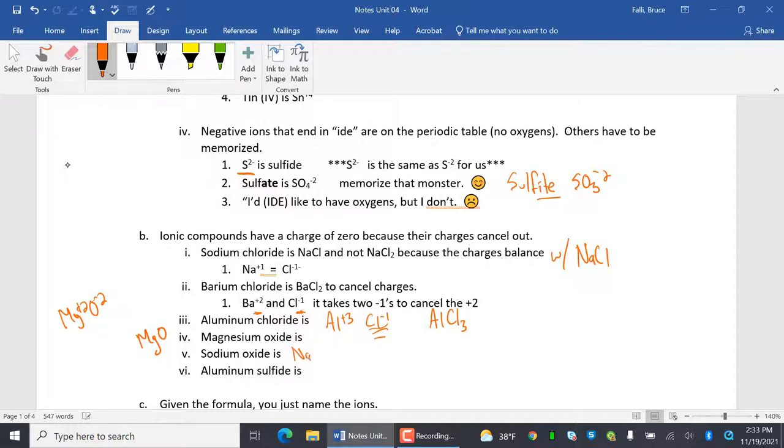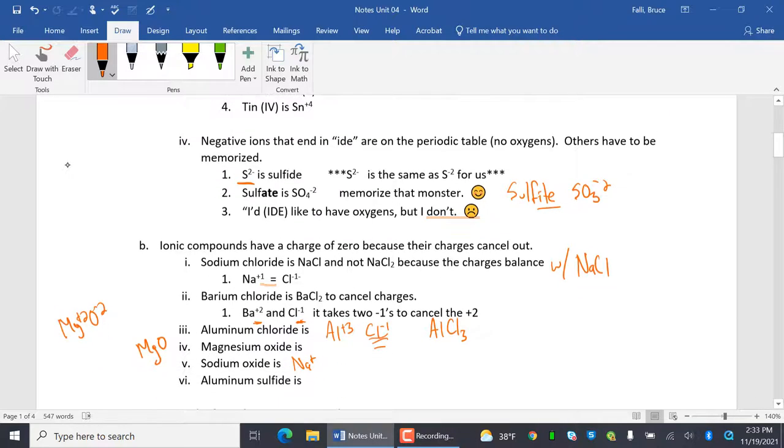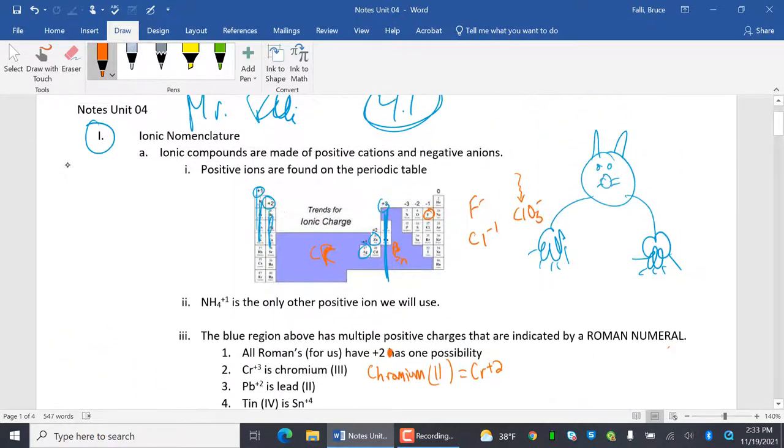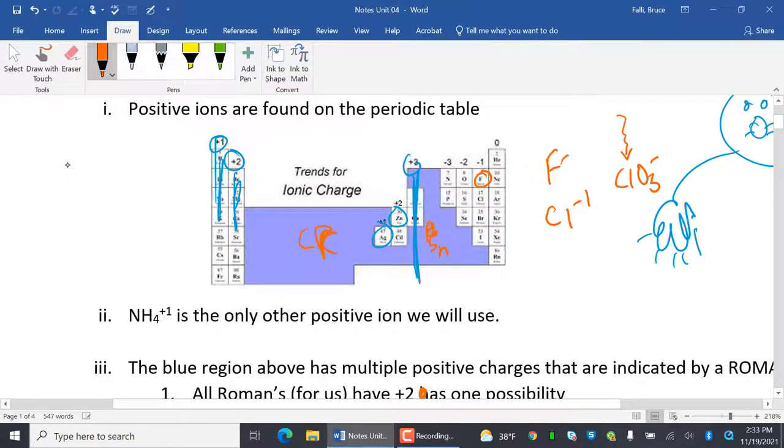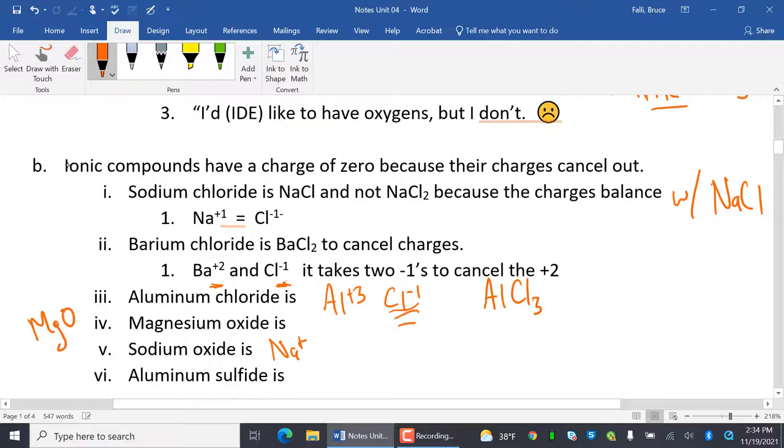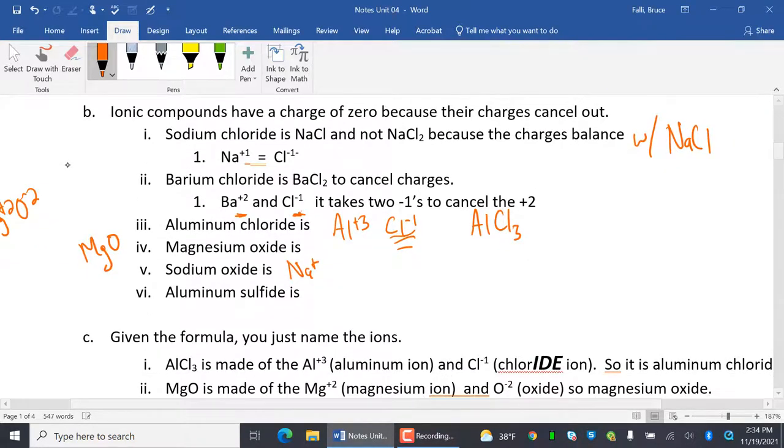Sodium oxide is Na plus 1. Wait a minute, how did I get these charges again? I've got to look for aluminum and chlorine just so I can show you. Aluminum plus 3, chloride minus 1. Magnesium in the plus 2 column. So remember I said the periodic table will tell you those? Hopefully you remember those, but if not, that's okay. Oxide is O negative 2. So it's going to take two sodiums to cancel that out. I'm looking at Na2O. Two plus ones will cancel out those negatives. Do not leave the charges hanging above it.